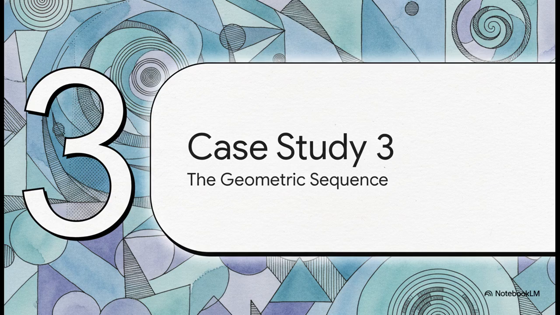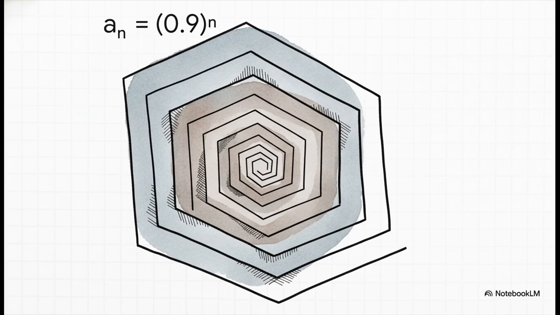All right, let's tackle our third and final case study. This is another really important one, the geometric sequence. You'll see these all over the place, and luckily, they follow a really clean, simple rule. So our problem is the sequence you get by taking 0.9 to the power of n. Just think about what's happening. You start with 0.9. Then you multiply by 0.9 again, and again, and again. Every step you take, the number gets a little smaller. But does it head towards a specific value?